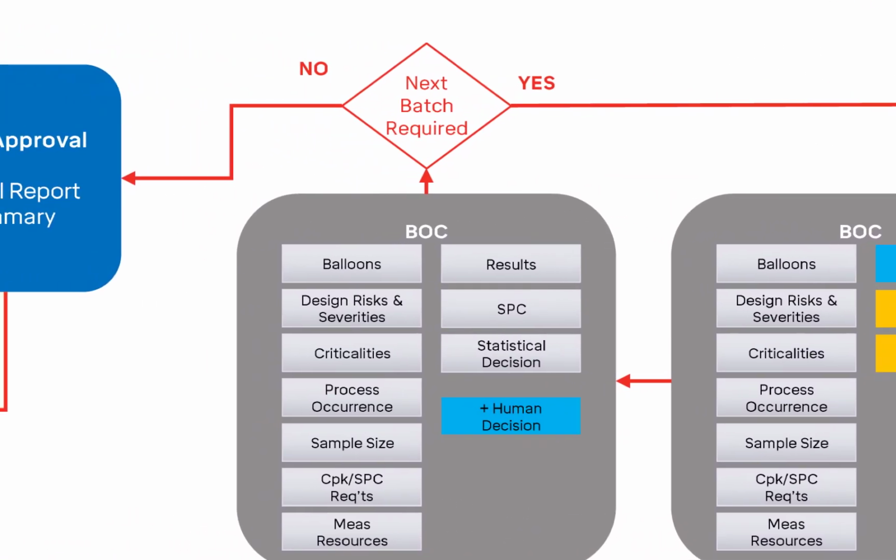And then the last step would be a human decision. Maybe there's something that was deemed a failure statistically, but the human engineer overrode that and says, you know what, no, this is going to be a pass. We've done a functional test and it's okay.